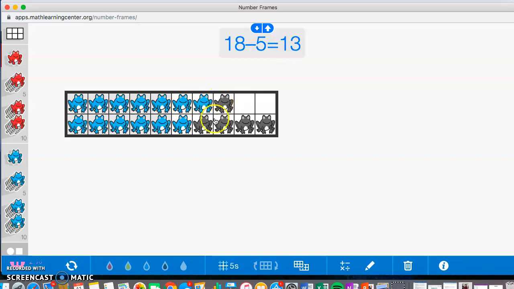And then we can figure this out by adding the 5 to the 13. So 13, 14, 15, 16, 17, 18. And that is our answer.